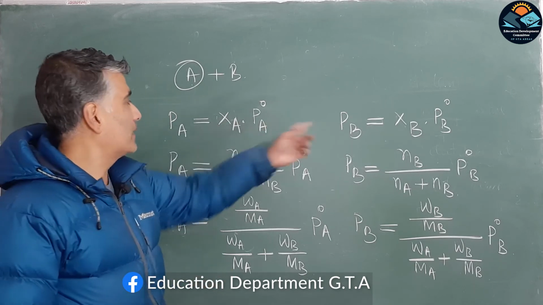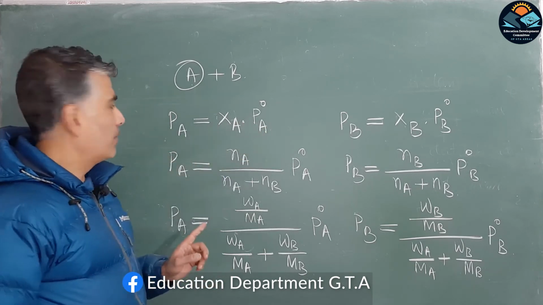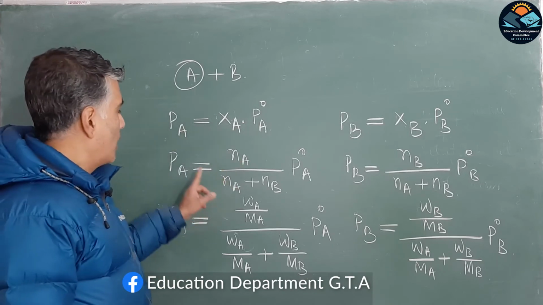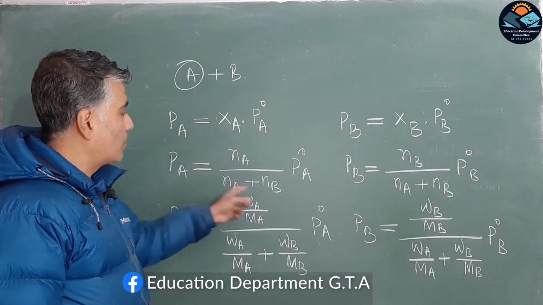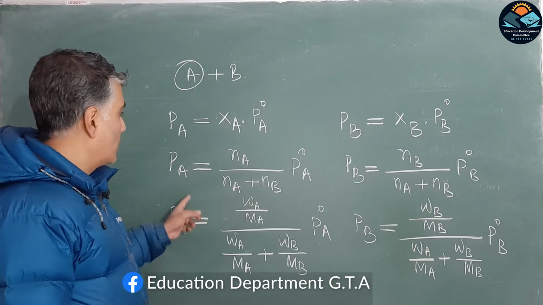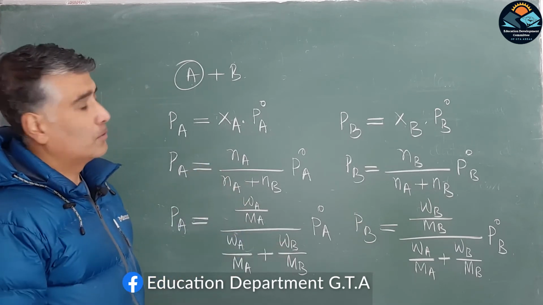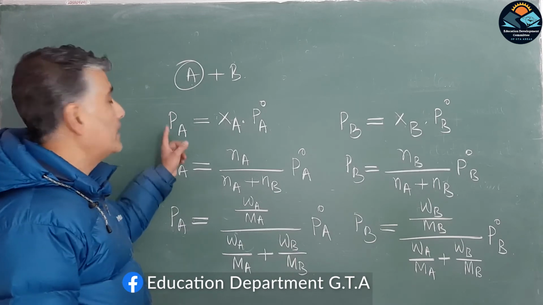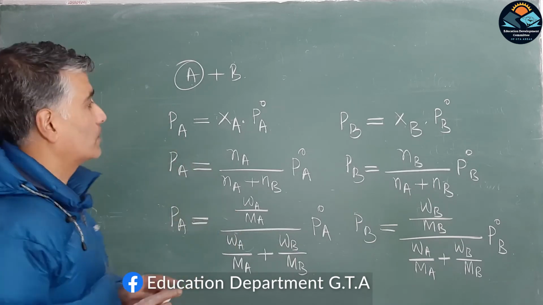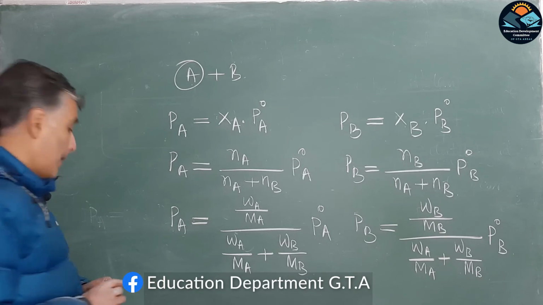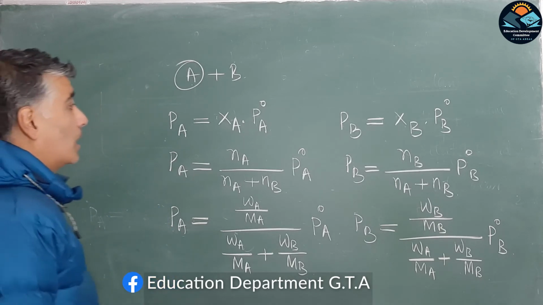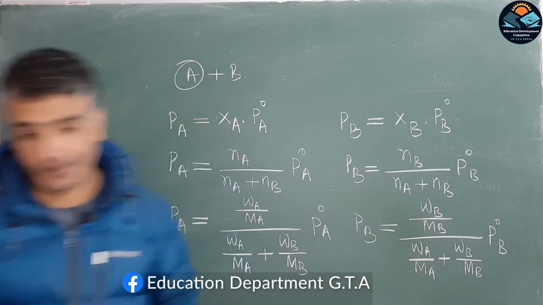If mole fractions are directly given, use this and find the vapor pressure of any liquid, A or B. If mole fractions are not given, but number of moles are given, then you can use this. Or even if number of moles are not given, if masses are given, you can still use this formula to find the vapor pressure of any liquid when you have a mixture of two liquids. Okay, so that is the first Raoult's law.